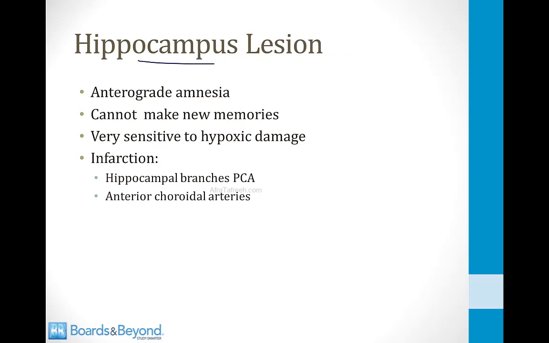If you get a lesion to the hippocampus in the temporal lobe, you get anterograde amnesia, so you cannot make new memories. You'll remember very old things, but new things that happen after the lesion you won't remember. And the hippocampus is very sensitive to hypoxic damage, so it can be damaged by an infarct to the hippocampal branches of the PCA or also to those anterior choroidal arteries that we talked about before.